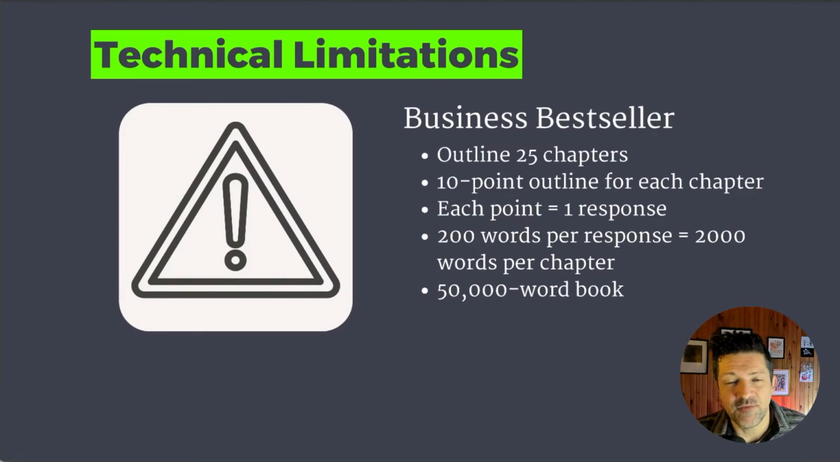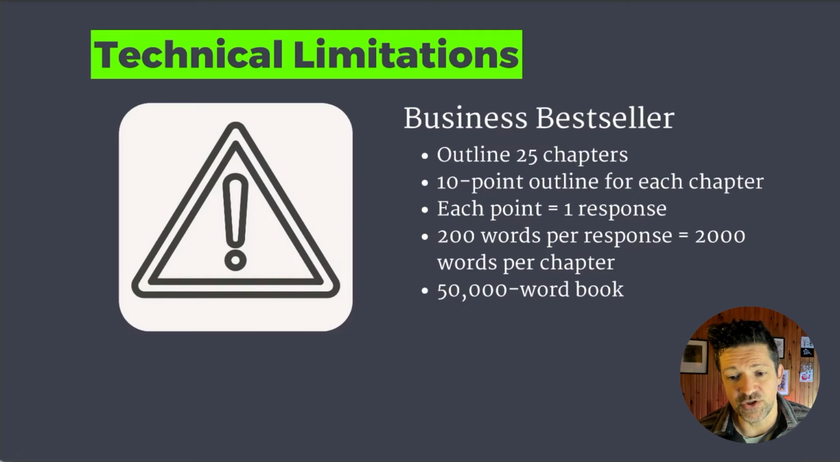So when you think about if you're writing a business book, these business bestsellers is what I sort of focused on from a nonfiction side of things. We're also going to cover fiction as well here. But thinking about outlining your business bestseller into 25 chapters, and think about roughly a 10-point outline for each chapter. Maybe those fit into 3 or 4 major points per chapter. 1 point equals 1 response.